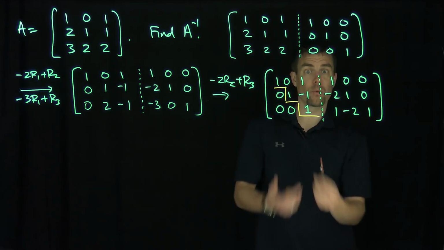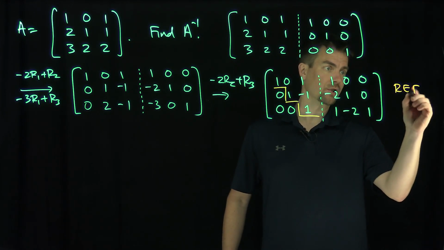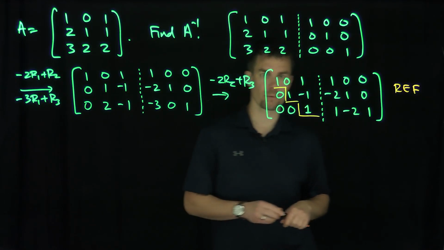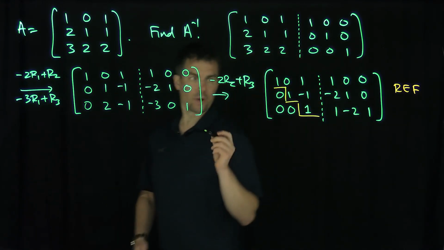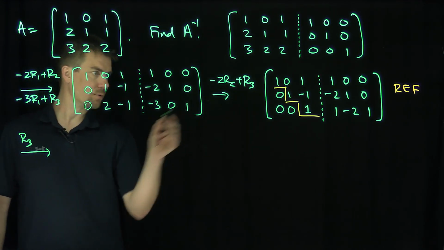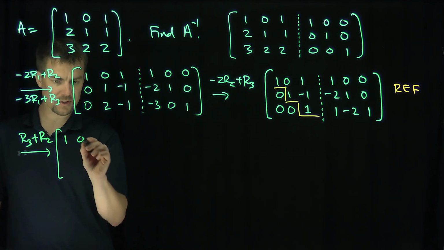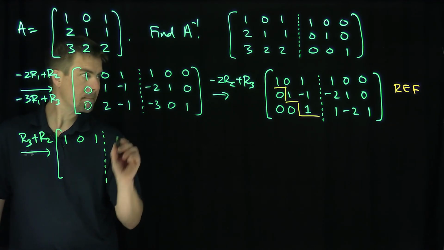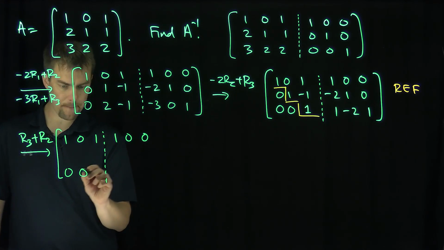Now all we need to do is work backwards and put this into reduced row echelon form. So this is in row echelon form, but we want to put it into reduced row echelon form. So what we'll do now is row 3 plus row 2. That will zero out that entry. Row 1 is going to stay the same for the time being, and row 3 is going to stay the same.